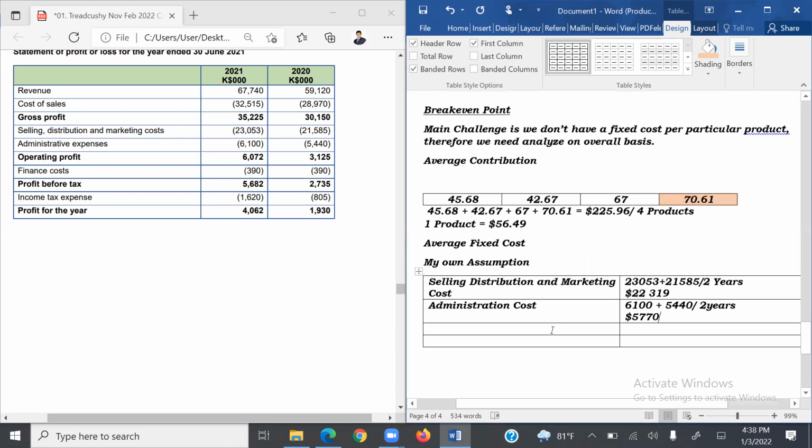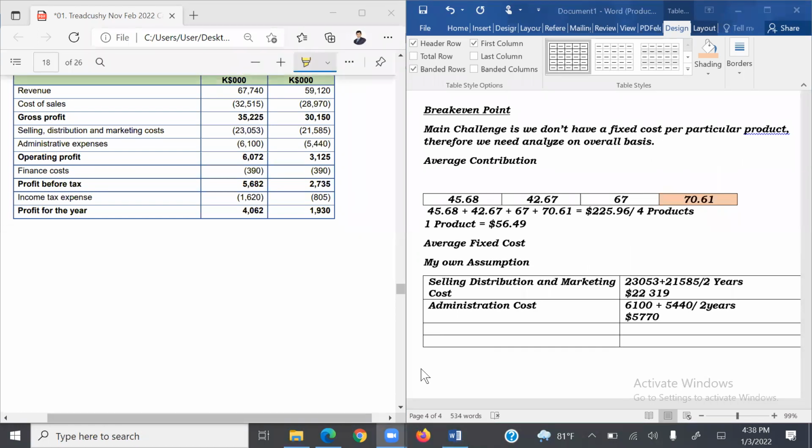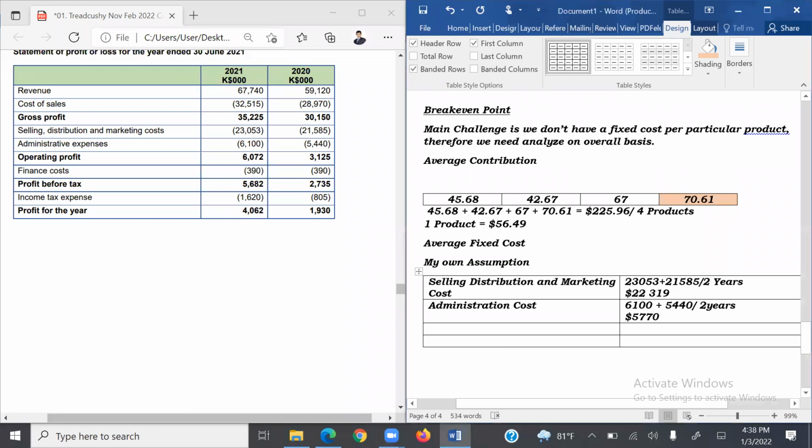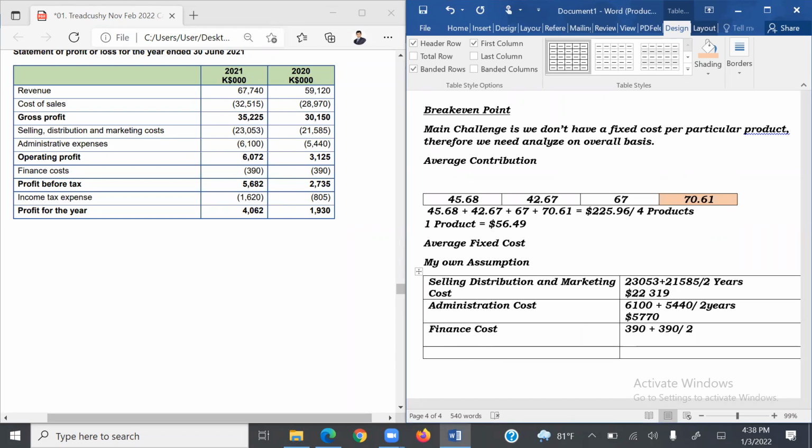So students, the next thing we need to do is focus on the other cost, that is the finance cost. Now finance cost is easy to calculate because there are no changes, but I will do it for you. 390 plus 390 divided by 2, effectively that should only give you 390, students.